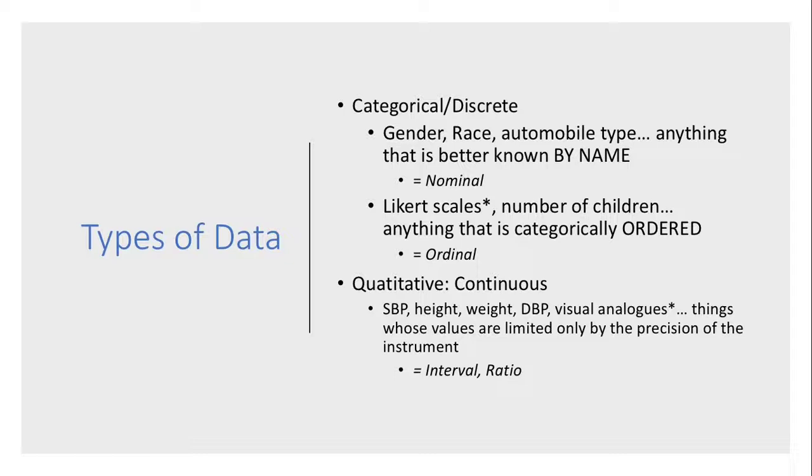Ordinal data is where you have some sort of rank order, like number of children, anything that can be categorically ordered. Also, most commonly we see this as Likert scales, which can also be rank ordered. ASA class is ordinal level data. Now, quantitative variables, or sometimes what we refer to as continuous variables, are things such as systolic blood pressure, height, weight, diastolic blood pressure, visual analog scales. These are things whose values are limited only by the precision of the instrument, and they're commonly measured with interval or ratio level data.